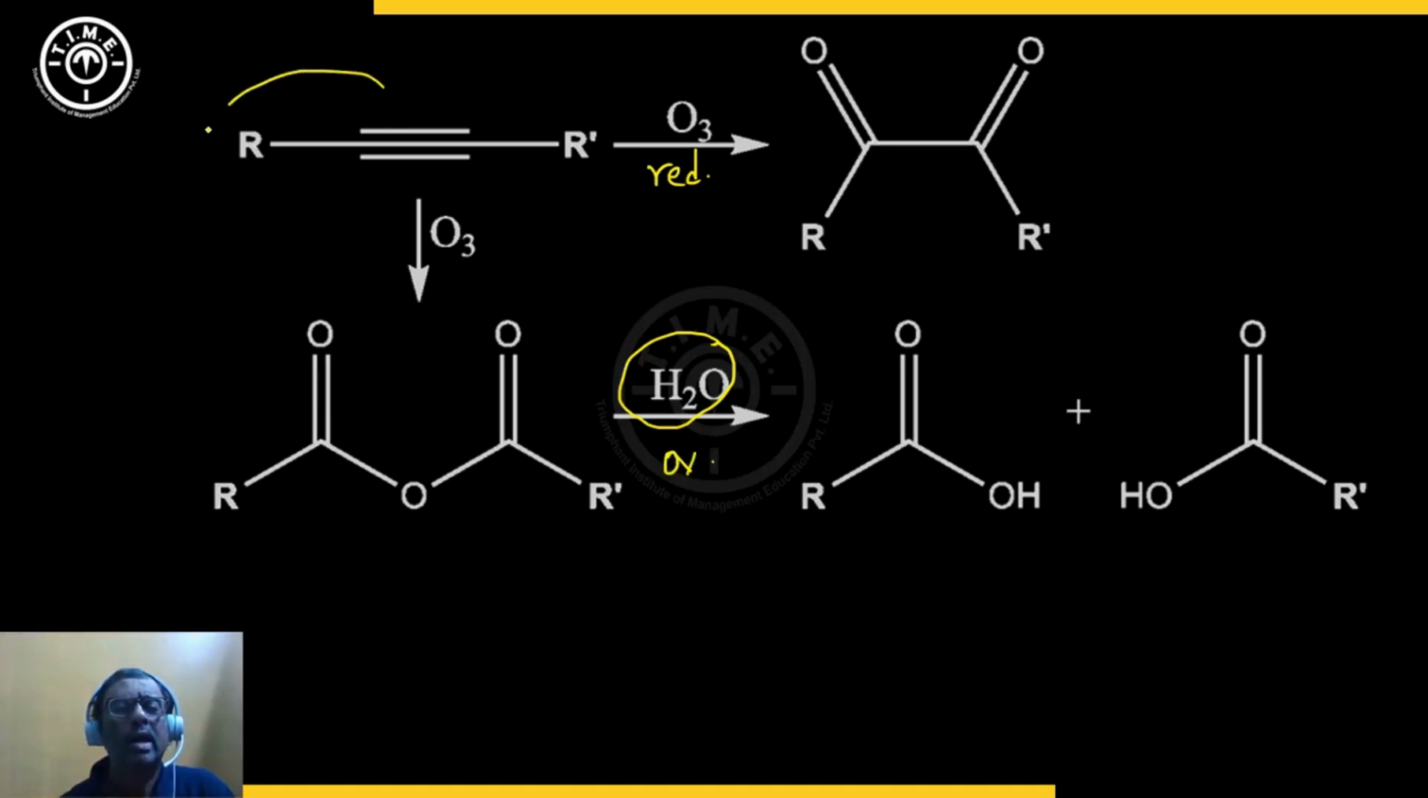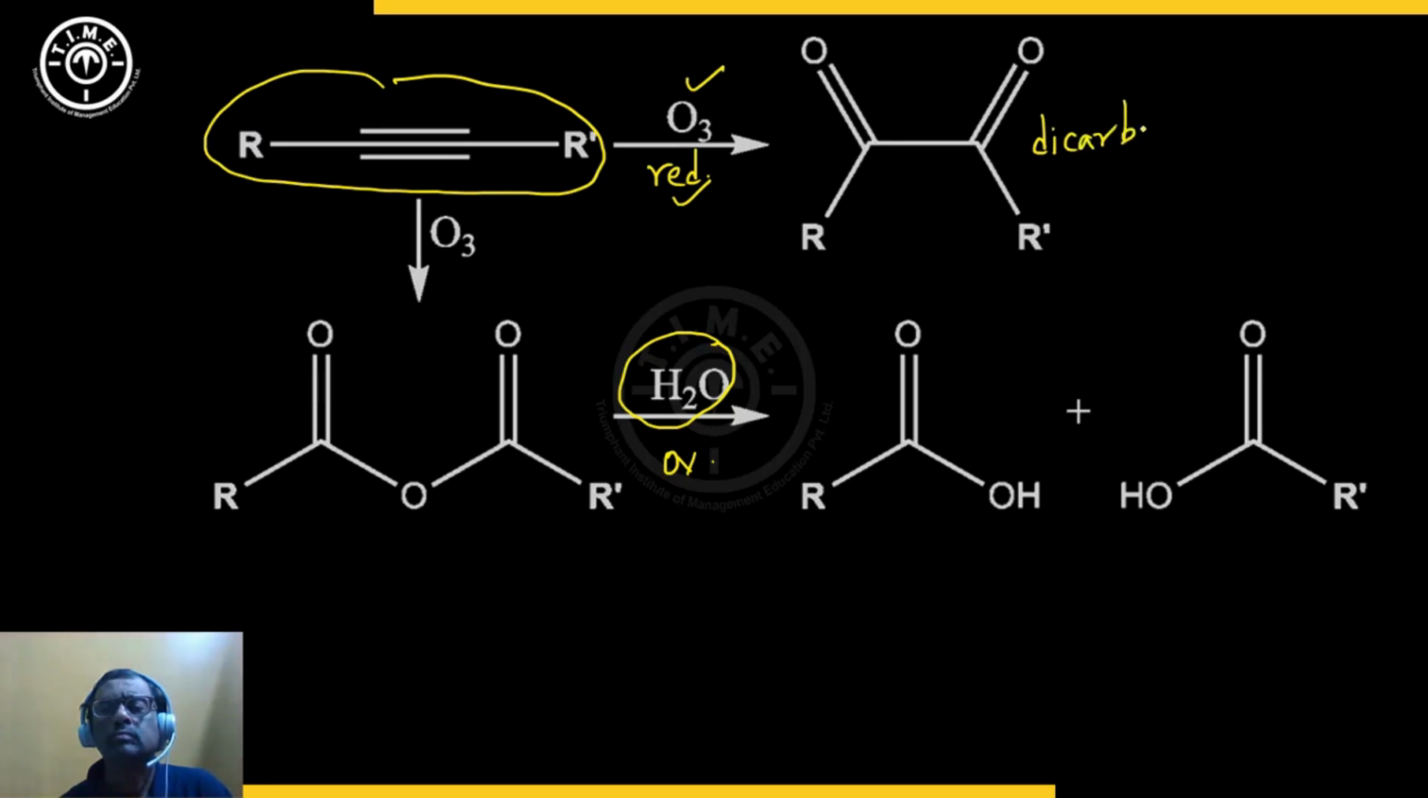So an alkyne on reductive ozonolysis gives a dicarbonyl compound, a single compound. An alkyne also gives a single compound on reductive ozonolysis. So you have this bond still existing. There were three bonds, two bonds are gone, one bond is still remaining, and you got a dicarbonyl compound.